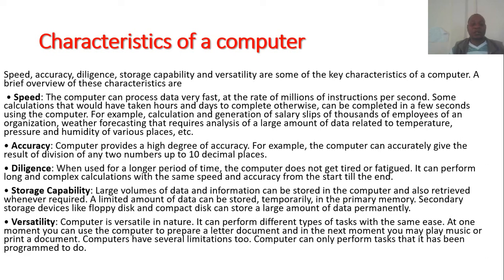Then the computer is also diligent. That is to say, it can perform a long and complex calculation with the same speed and accuracy. Then it has a large storage capacity. That's another characteristic in terms of storage of data. Then there's versatility, which is to say, at any moment you can use the computer to prepare a letter, a document. In the next moment you may play music. That is, the computer is versatile. So those are the 5 key characteristics of any computer in the various forms of computers, be it a desktop, a laptop, a tab, a smartphone. It has those 5 characteristics.